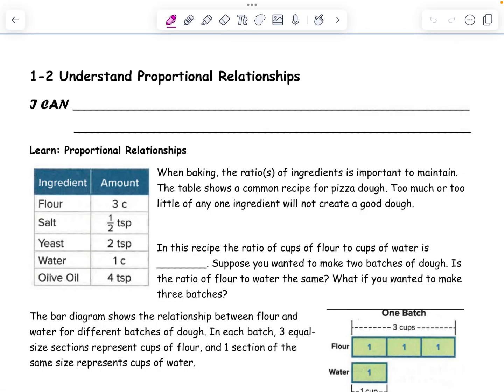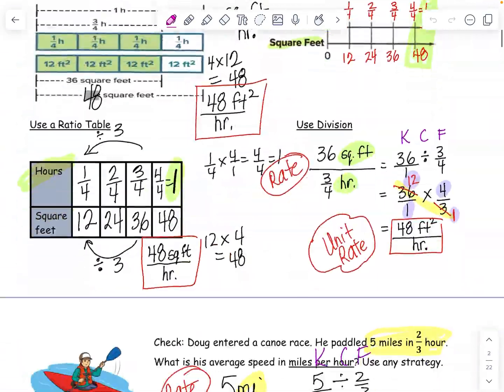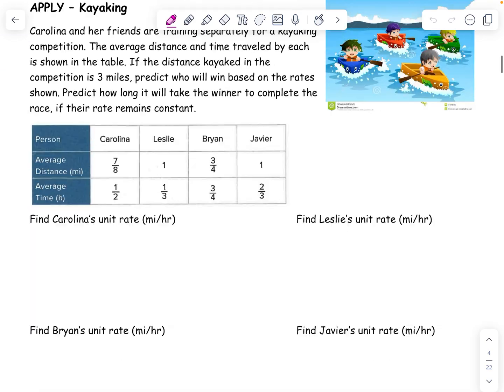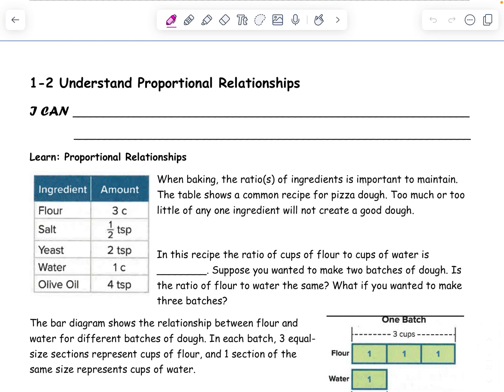Hello class, so these are the notes for lesson 2. Turn your notes to lesson 1.2. We finished lesson 1.1 last time, so just turn your pages to lesson 1.2. And this is on understanding proportional relationships.